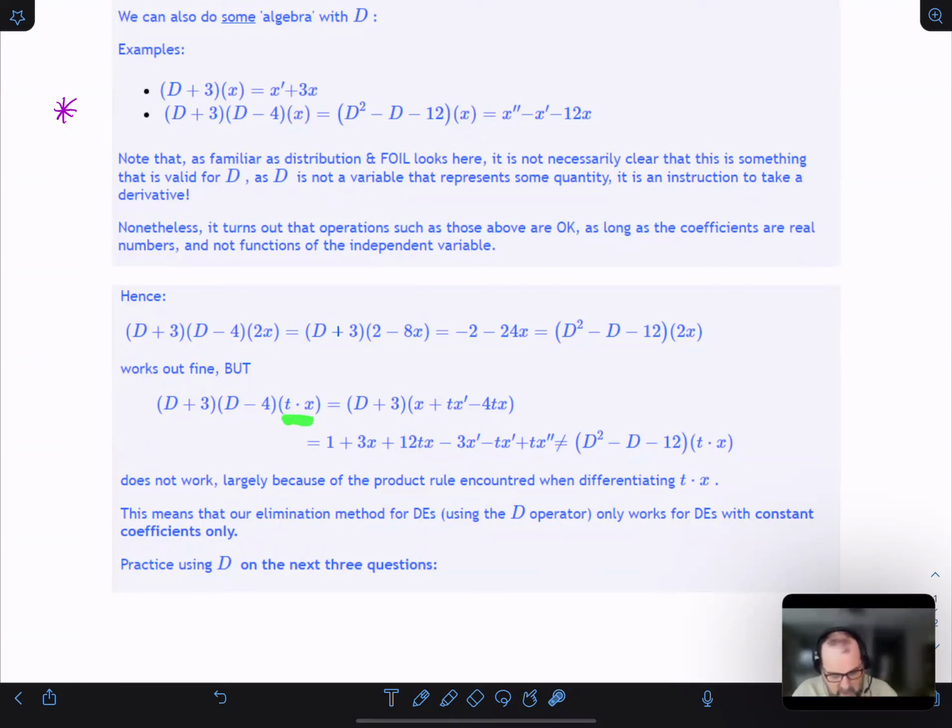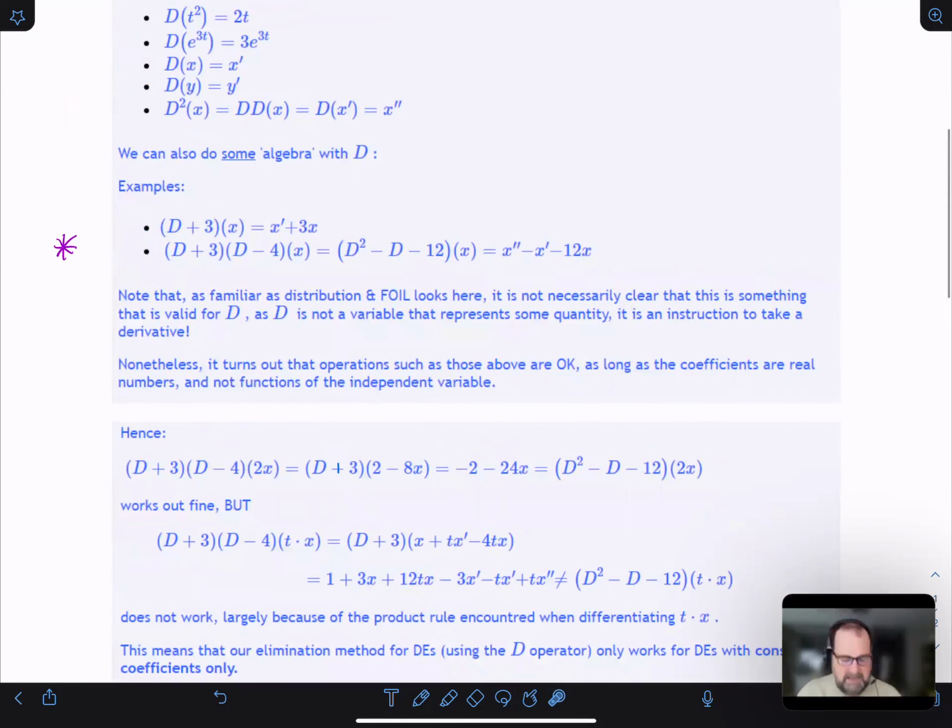But if you are doing the same operation acting on something with an independent variable, now this is a bit of a problem because t is the independent variable, and x is a function of t. Differentiating things like this requires the product rule, and things become a mess and don't actually work out anymore. So that is what we are worried about. Hence, as we noted, we can only do this for constant coefficients. All right, so a little example, trying out an example, something like this, or applying a differential operator to an equation, I believe. So give that a go.